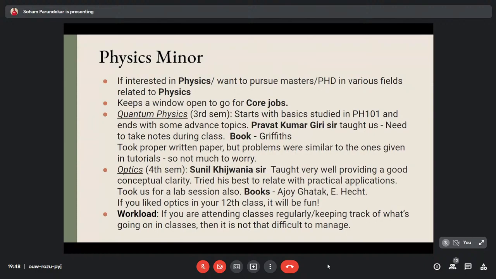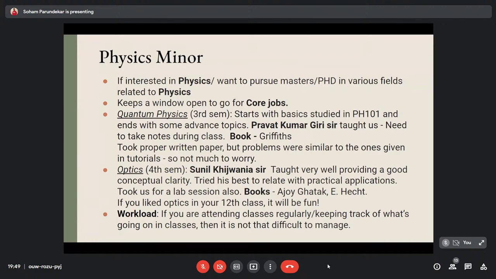Also, having a physics minor keeps a window open for you to go for the core jobs. Basically, in core jobs, they are looking for the people who have done courses in physics and maths. So having a physics minor gives a major plus for core jobs.